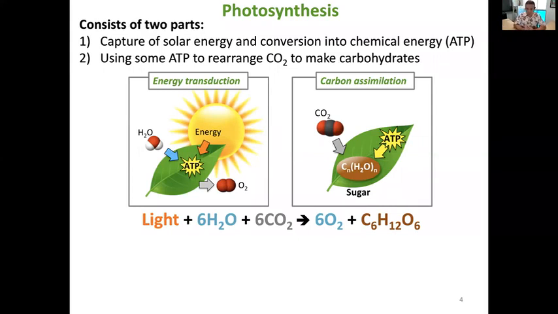And of course, as sugar, it can be stored for later use. Just think about things like root vegetables, that store the sugar either as sugar or as starch. So this photosynthetic process is in two parts. The first part we call energy transduction. This means the capture of solar energy and conversion into ATP. The second step is to take the ATP that was made and make carbohydrates like sugars. So we call that carbon assimilation.